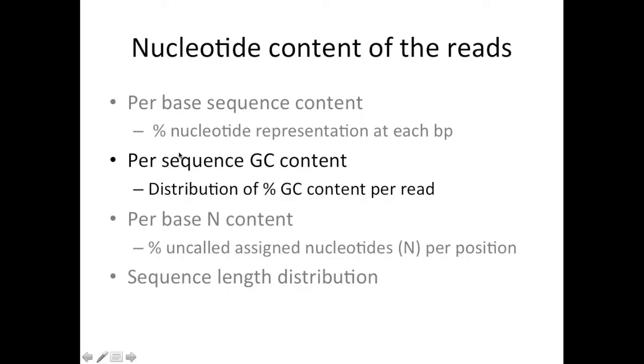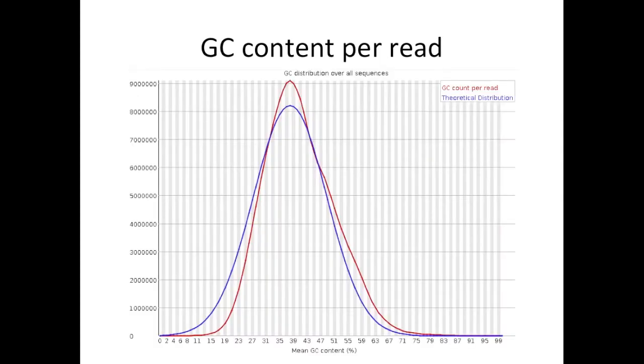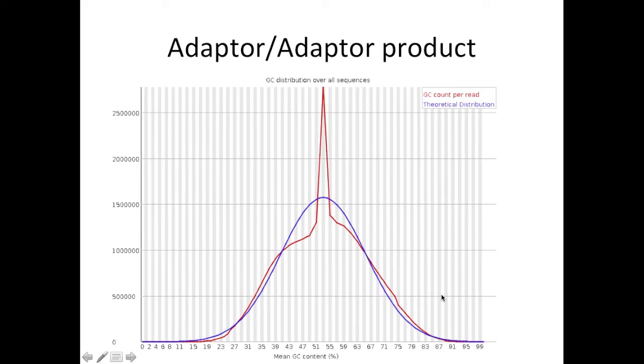The next thing you can look at is the per sequence GC content. So like I mentioned, all organisms have a fairly well-known ratio of GCs to ATs. And in this case, humans, it's about 40% GC, and what you can see in the red line, which represents my actual sequence, is that I have about 40% representation of the GC nucleotides. And then the blue line here is a theoretical line.